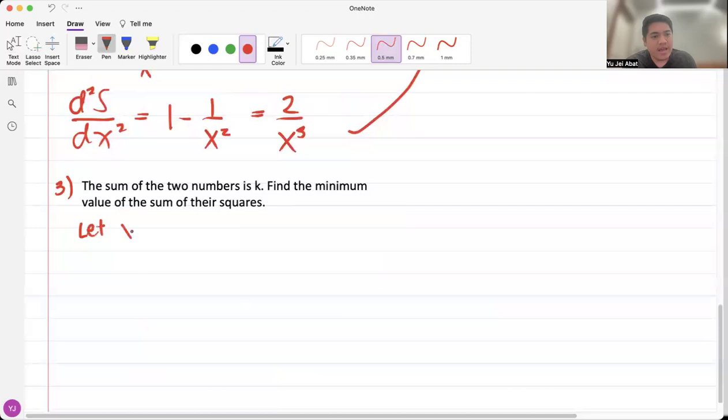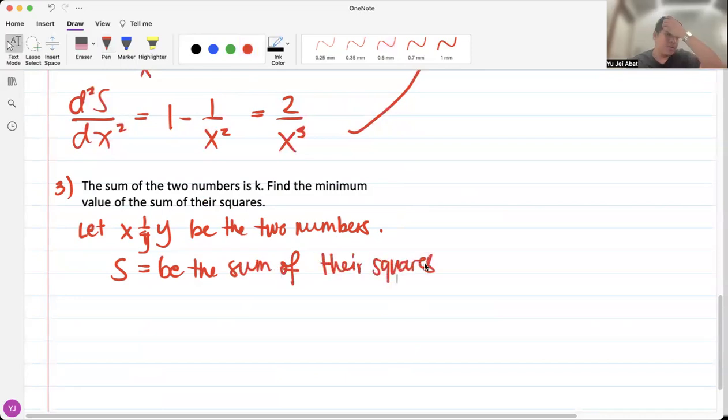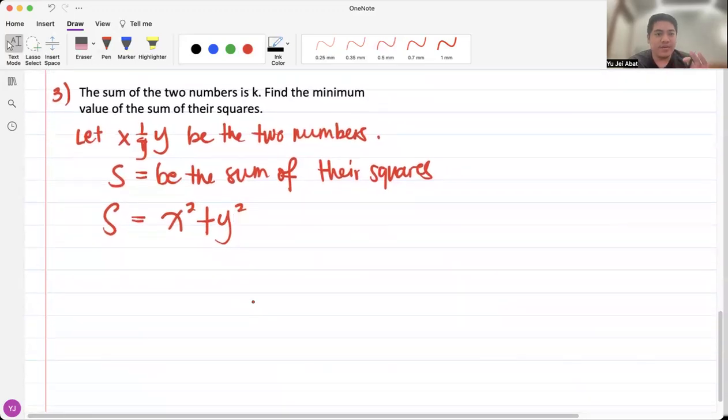So if we are going to let x and y be the two numbers, then s will be the sum of their squares. Find the minimum value of the sum of their squares, which will be x squared plus y squared.